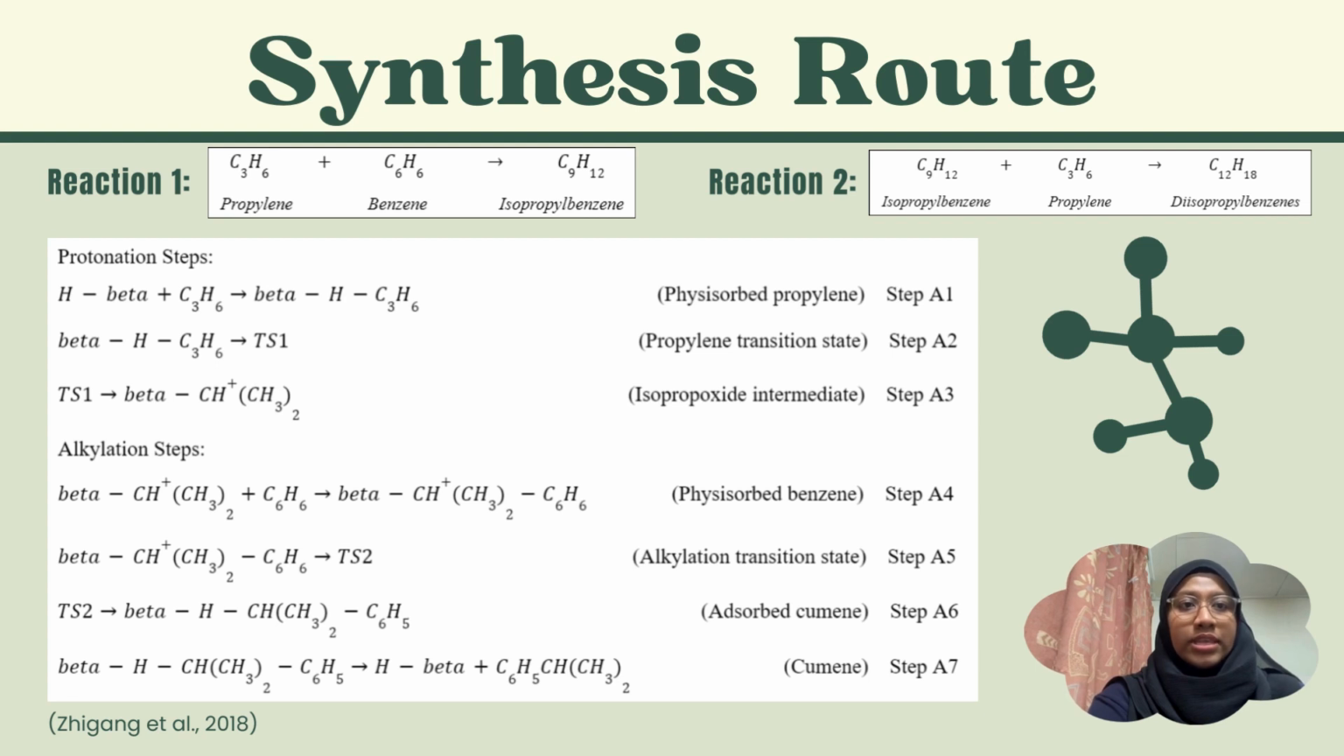Moving to the alkylation step in A5, the alkylation transition state involves the establishment of a C2 and C1 bond between benzene and propylene. During step A6, the cumene adsorbed on the zeolite undergoes formation with an endothermic energy in contrast to the physisorbed benzene. Ultimately, the reaction concludes with the desorption of cumene from the H-beta zeolite in step A7.